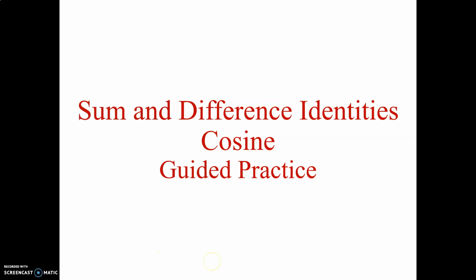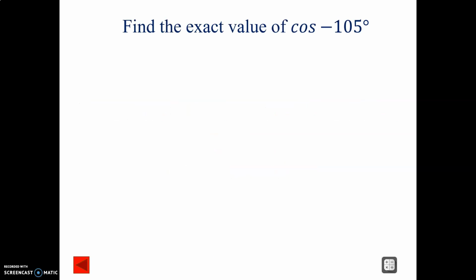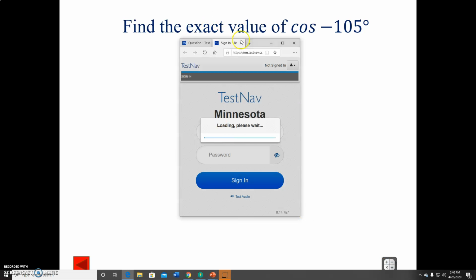All right, we'll do a few sum and difference identities with cosine. First problem, find the exact value of cosine negative 105. So again, I'm going to use my calculator. Help me out just a little bit.